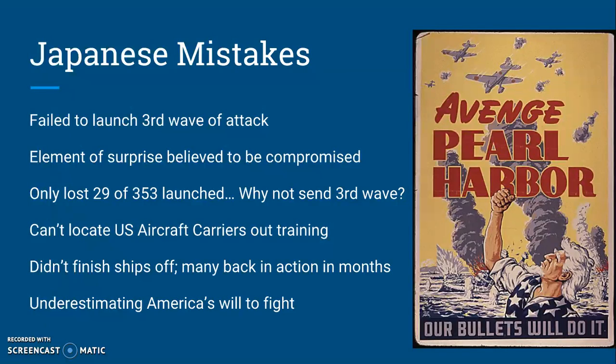Some of the Japanese mistakes, as you can believe it, they made a few. They failed to launch their third wave of the attack. They thought that the element of surprise had been compromised, but as we talked about before, we only had 14 planes in the air, and they only lost about 30 of their 350 planes launched. So at this point, why would you not send the third wave and try to do even more damage?